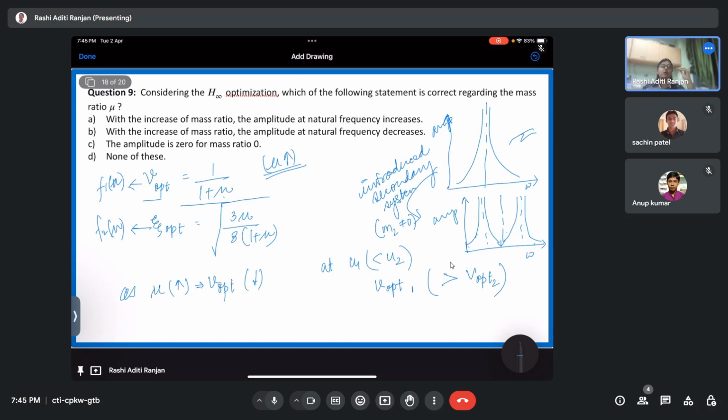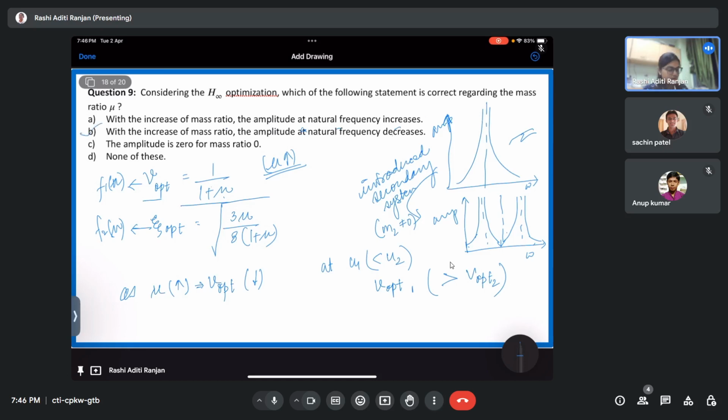Correct. Because my objective was constant, this is the level and I want my system to reach this level. Now, I required a V optimal 1, optimal tuning ratio 1, for achieving the objective. It was high as compared to V optimal 2. Correct? So the increase of my mu, which is the mass ratio, has actually led to the decrease of the amplitude. And that is the reason that now I require a comparatively smaller tuning ratio in order to reach my objective. I hope that this is clear. So according to that, option 1, that with the increase of mass ratio the amplitude at natural frequency increases, is not correct. Option B is correct.